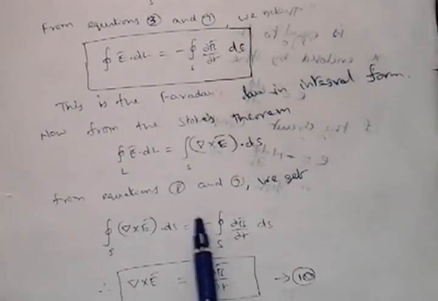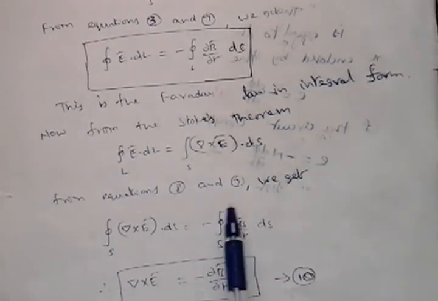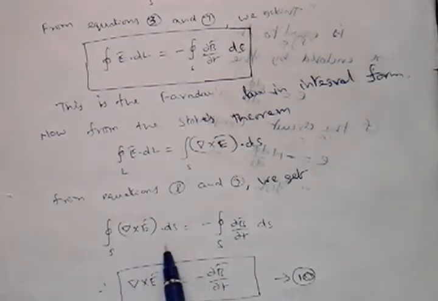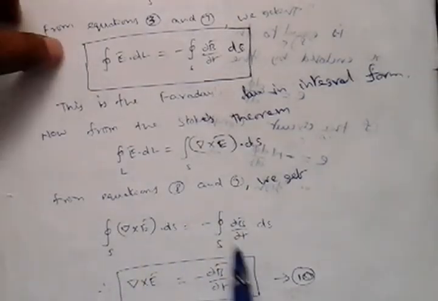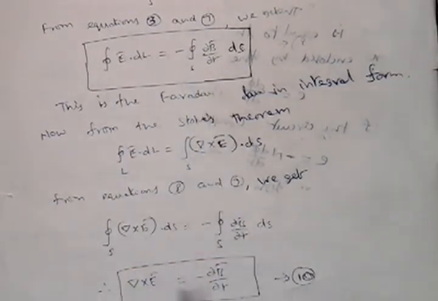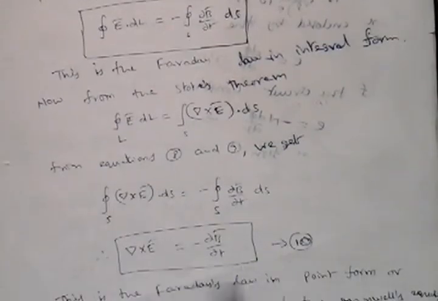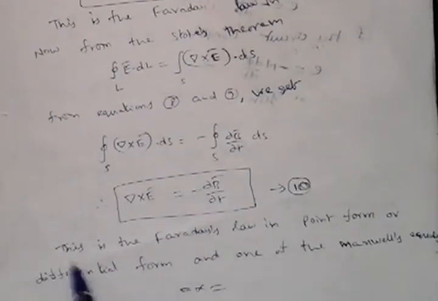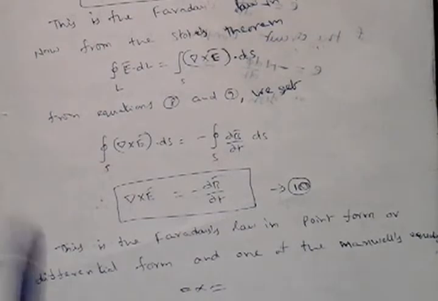So from equations 3, 8 and 9, we can write surface integration of del cross E bar dot ds is equal to minus surface integration of dou B by dou t dot ds. Then finally both are surface integrations only. Finally, del cross E bar is equal to minus dou B bar by dou t. This is called Faraday's law in point form or differential form, and it is one of Maxwell's equations. That means we have studied Faraday's law in integral form and Faraday's law in point form.